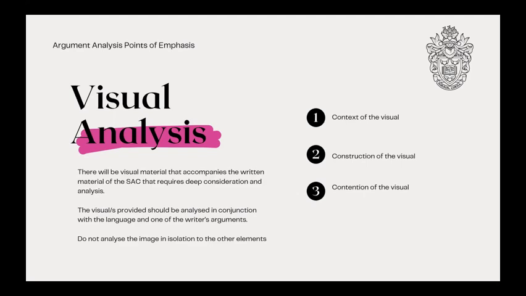When it comes to the SAC and the exam, there will be visual material that accompanies the written part of the SAC. It will require deep consideration and analysis of why this image is there and how it builds the argument. The visual or visuals, because there may be more than one, should be analysed in conjunction with the language and one of the writer's arguments. You should not analyse the image in isolation to any other element.